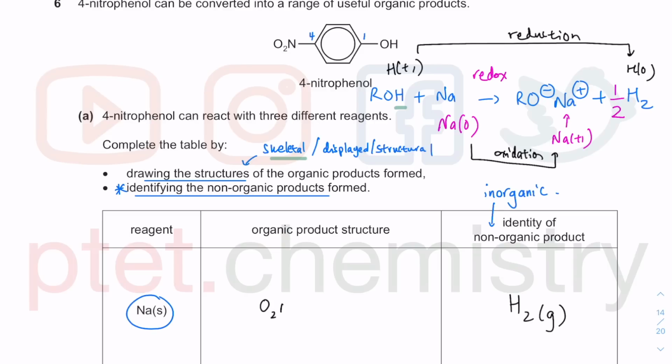So there is nothing wrong with the nitro group. So maintain the nitro group. And what I get is I get the sodium alkoxide. This is called sodium phenoxide. So the way to spell it is phenoxide. But of course, it's not just a normal phenoxide. It's going to be the 4-nitrophenoxide. So this is sodium and then 4-nitrophenoxide ion.